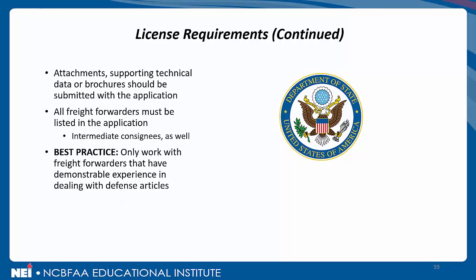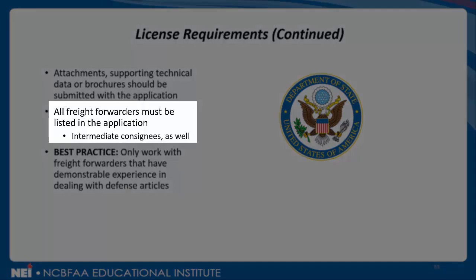Carrying on from the previous slide, some of that additional documentation could be attachments, supporting technical data, or brochures to go along with the application. Second bullet point, and something that we haven't mentioned yet: all freight forwarders must be listed in the application.